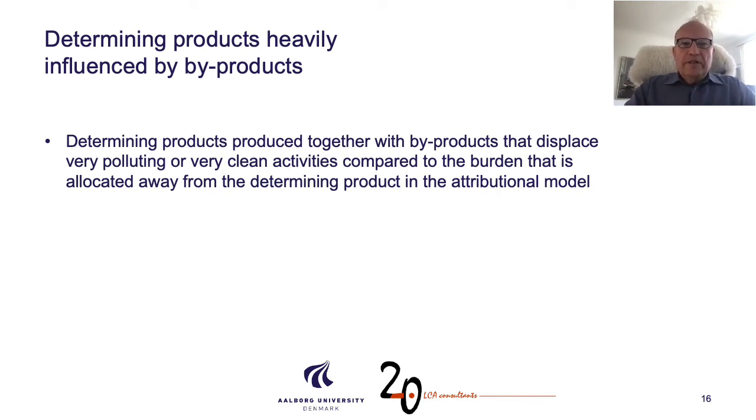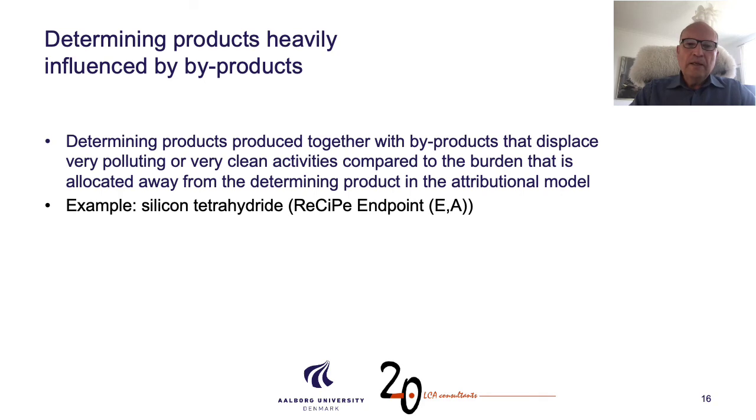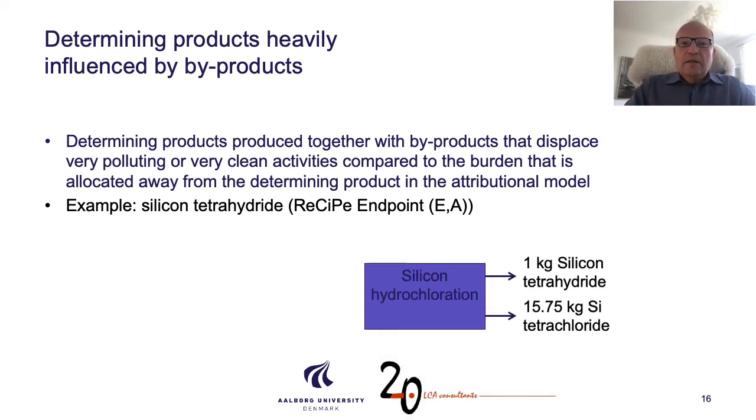Then we have the situation where the determining products are heavily influenced by byproducts. Determining products produced together with byproducts that display very polluting or very clean activities compared to the burden that is allocated away from the determining product in the attributional model. The example I will show you here is silicon tetrahydride, again using the ReCiPe endpoint. Silicon tetrahydride is produced by hydrochlorination of silicon, and that has a byproduct of 15.75 kilograms of silicon tetrachloride per kilogram of silicon tetrahydride.